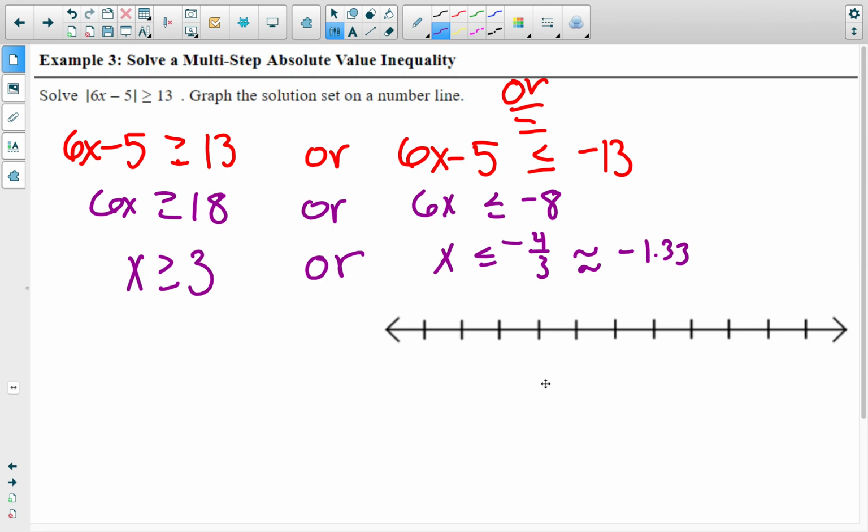Okay. So we have an OR inequality. Let's place our endpoints approximately where they would be. So for negative 4/3, we want a closed circle. And if it's less than that, so we're going to have a left-facing ray. And then for x is greater than or equal to 3, we're going to have a closed circle and a right-facing ray. Okay, so it takes a little bit of getting used to.